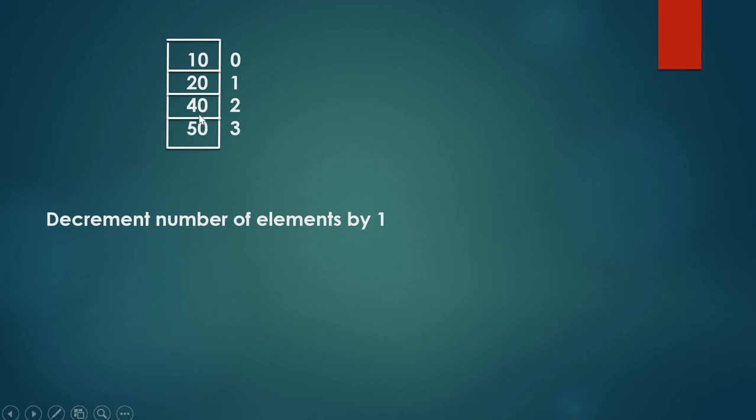So before deleting the element, the number of elements was 5. Now, after deletion, the number of elements becomes 4. That is, the number of elements is decremented by 1.